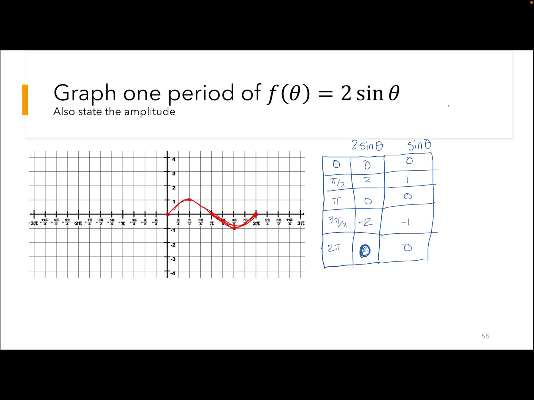All right, 0. So now when we graph the blue graph, we're going to have 0, 0. At pi over 2, we go all the way up to 2 instead. At pi, we go back to 0. At 3 pi over 2, we go down to -2. And at 2 pi, we go back to 0. So when we draw this, we now get a vertically stretched sine wave by a factor of 2. And so that's how we graph the transformation of just a times sine theta.